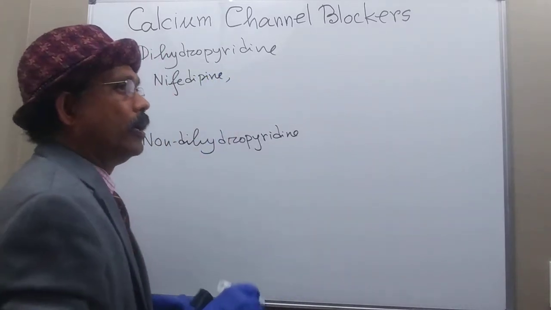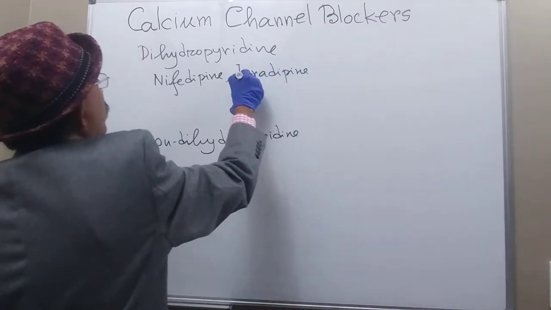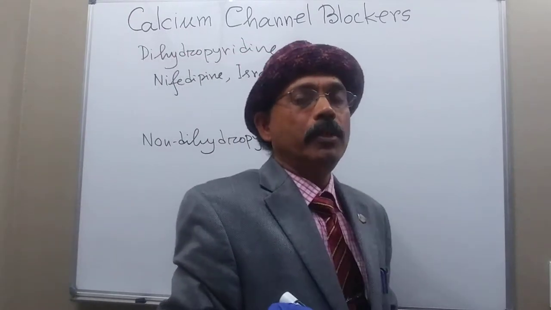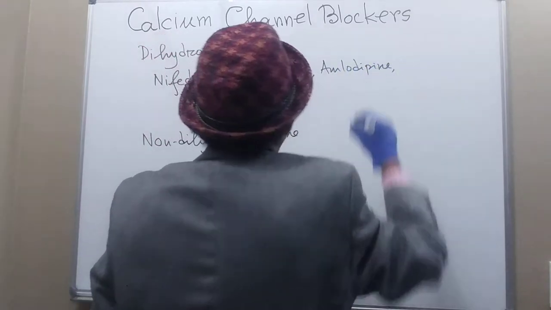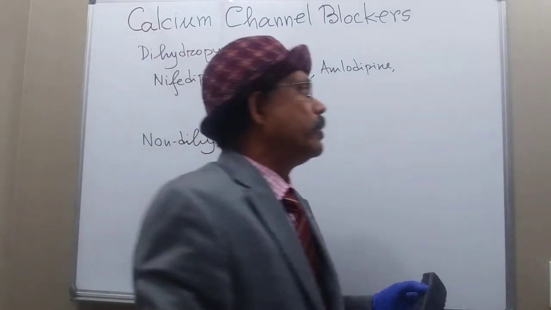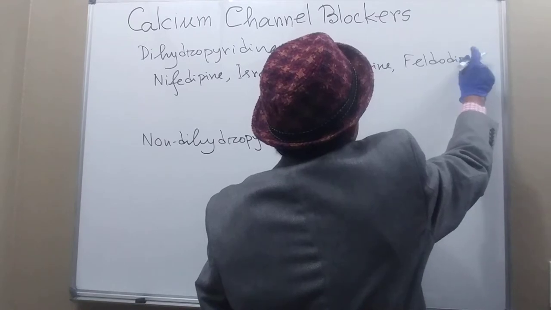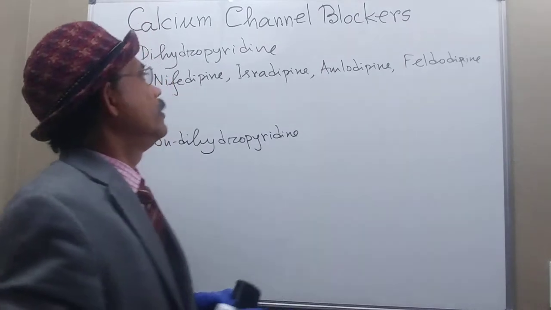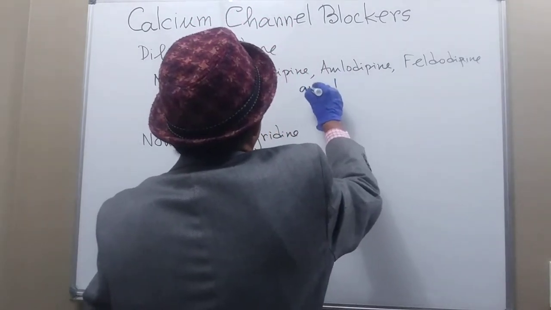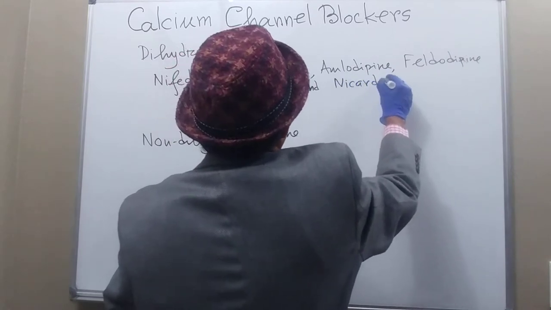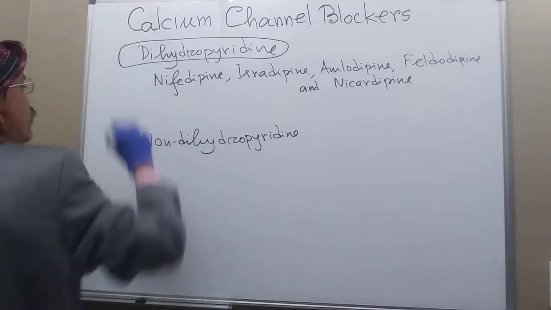We have isradipine, amlodipine, and also felodipine. So nifedipine, isradipine, felodipine, and also nicardipine. These are the dihydropyridine type of calcium channel blockers.